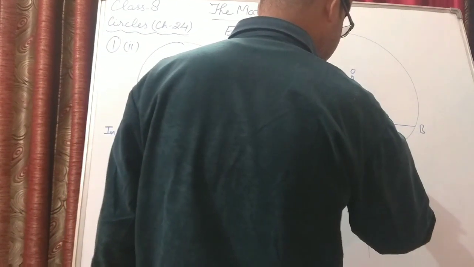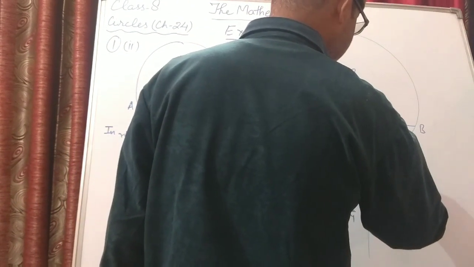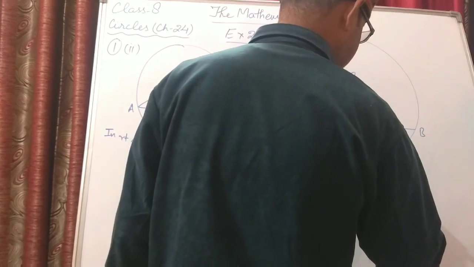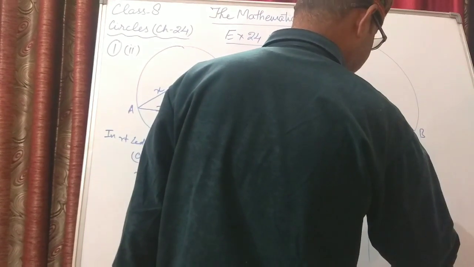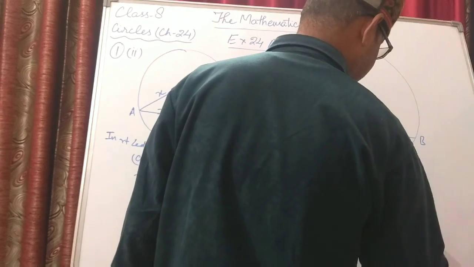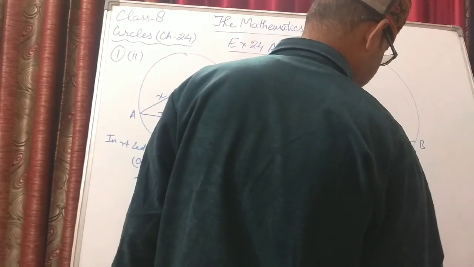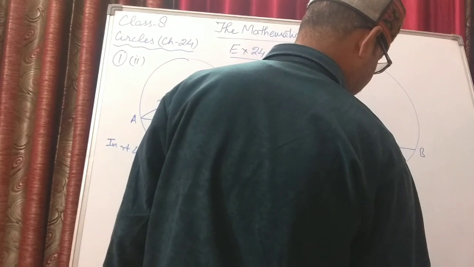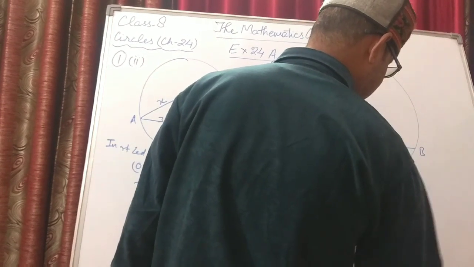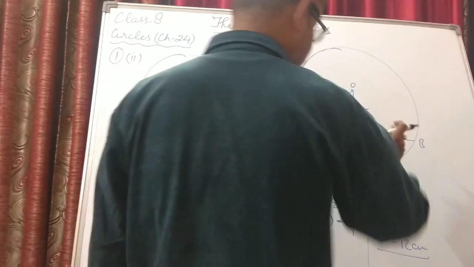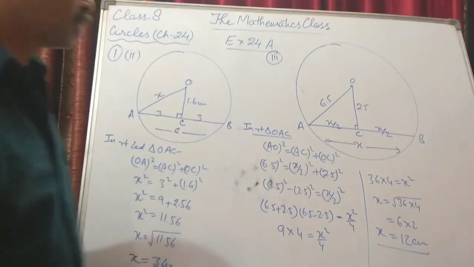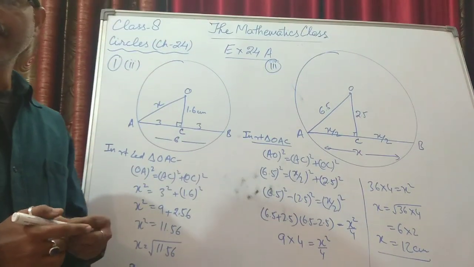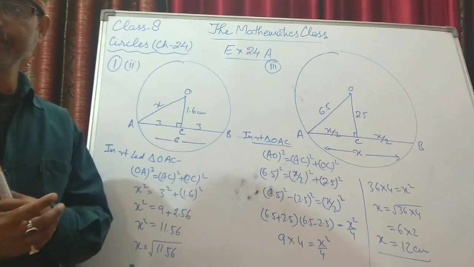So from this we can say 36 into 4 is equal to x square. It means x is equal to the square root of 36 into 4. Root of 36 is 6 and root of 4 is 2. 6 2s are 12. So x comes out to be 12 centimeters. So the total length of the chord is 12 centimeters. This is how we solve the given question.